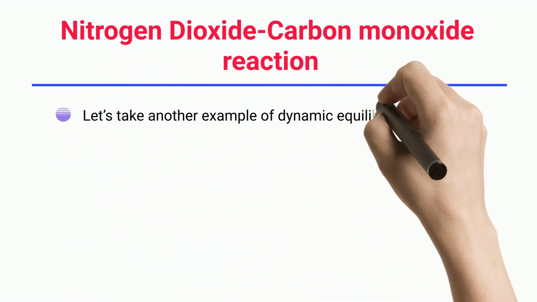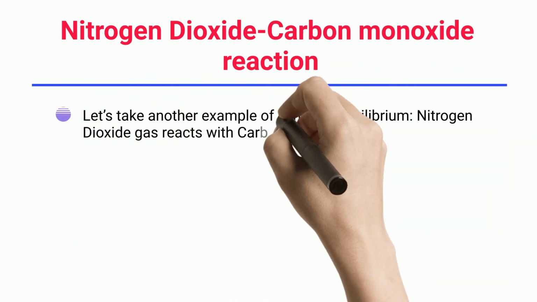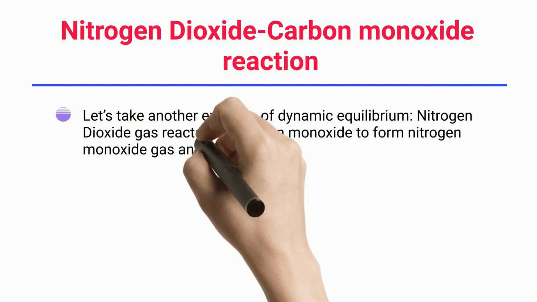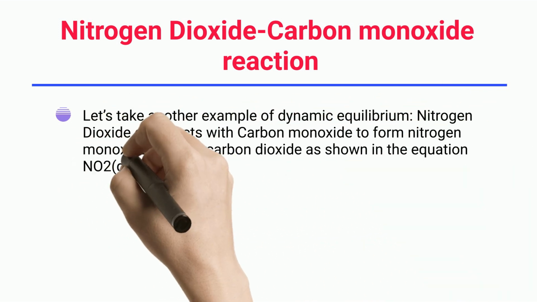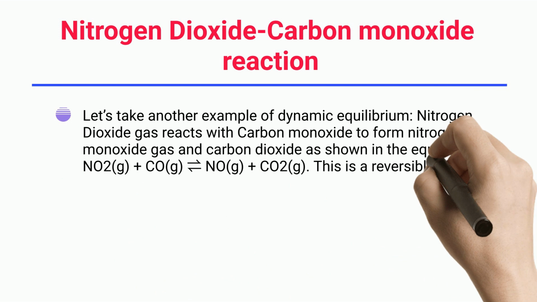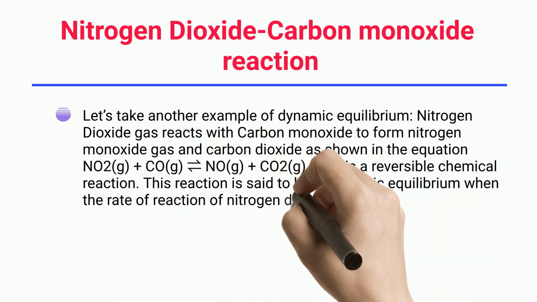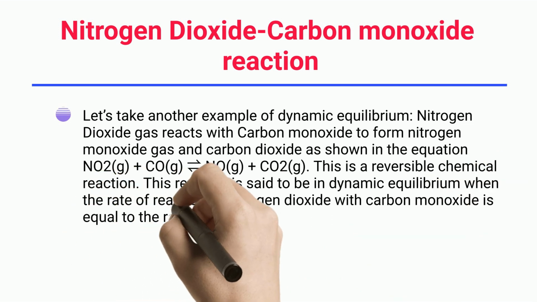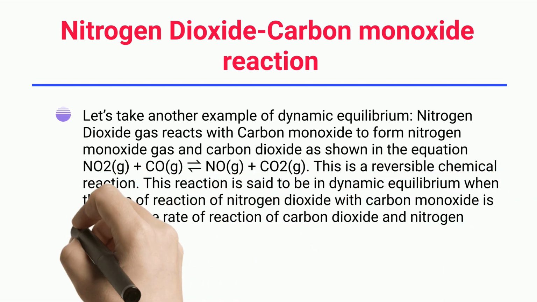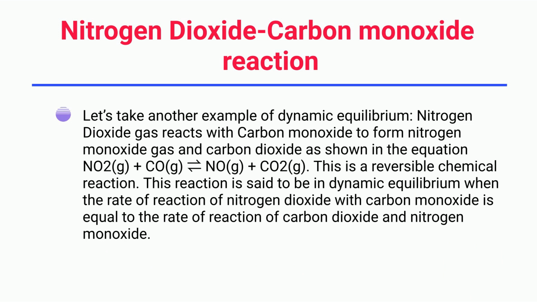Nitrogen dioxide carbon monoxide reaction. Let's take another example of dynamic equilibrium. Nitrogen dioxide gas reacts with carbon monoxide to form nitrogen monoxide gas and carbon dioxide, as shown in the equation NO2(g) + CO(g) ⇌ NO(g) + CO2(g). This is a reversible chemical reaction. This reaction is said to be in dynamic equilibrium when the rate of reaction of nitrogen dioxide with carbon monoxide is equal to the rate of reaction of carbon dioxide and nitrogen monoxide.